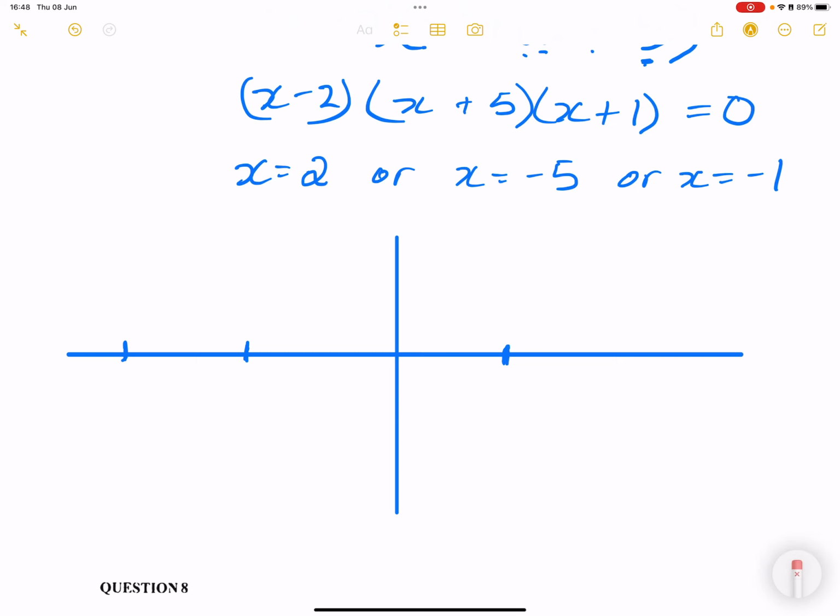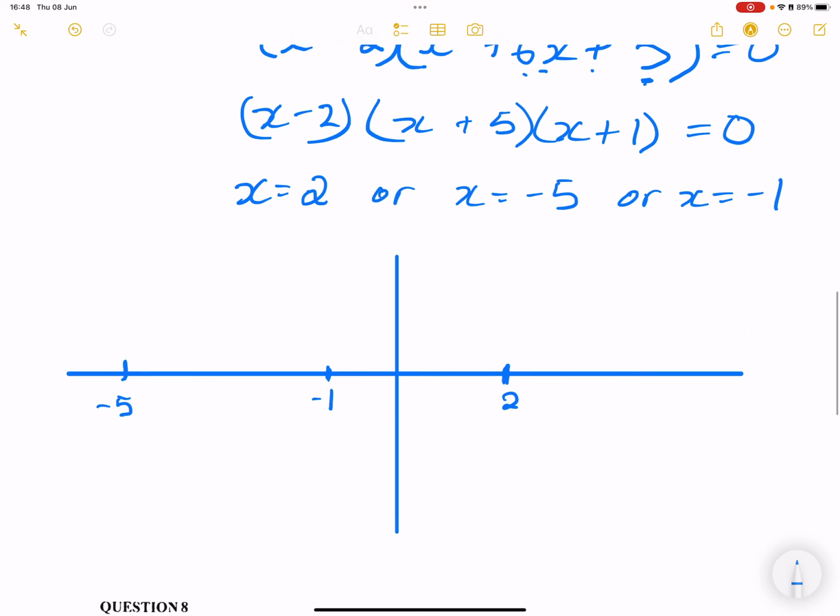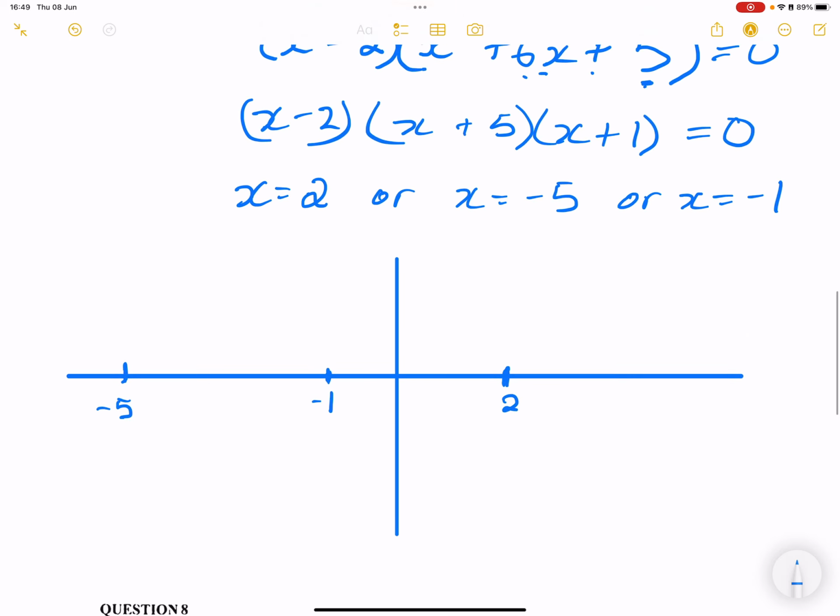So we've got a root at negative 5. We've got another one at negative 1, and we've got another one at 2. So these are the roots. This is where the graph cuts through the x-axis. So these are the y-intercept, and these are the x-intercepts, right?